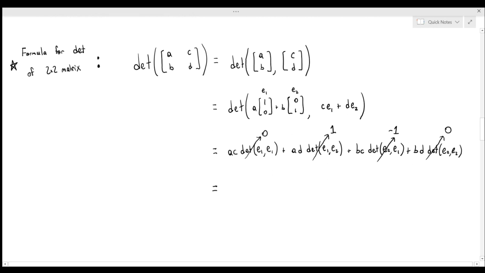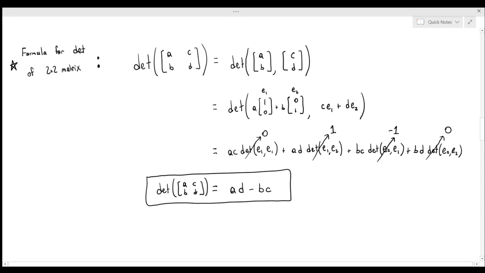So we put it all together, the determinant of this 2 by 2 matrix, ABCD, is equal to AD minus BC. And so all of that gives us a pretty simple formula for the determinant of a 2 by 2 matrix. All right, so any questions about that?